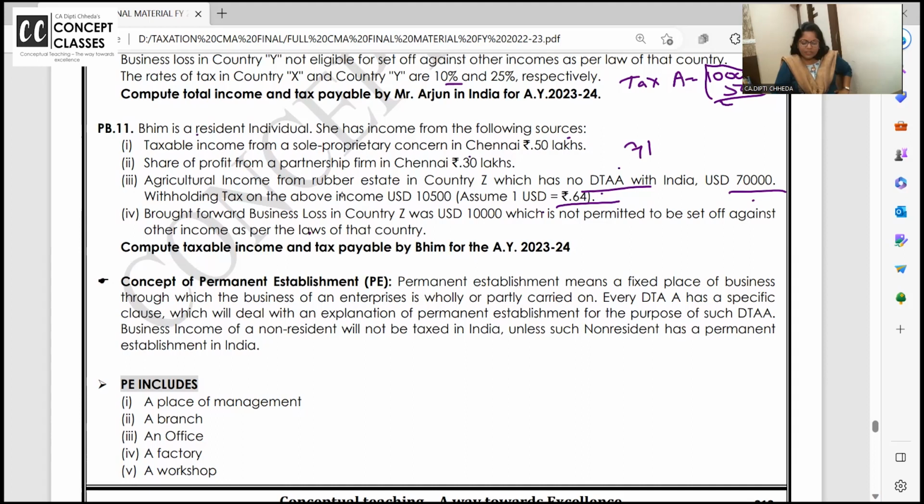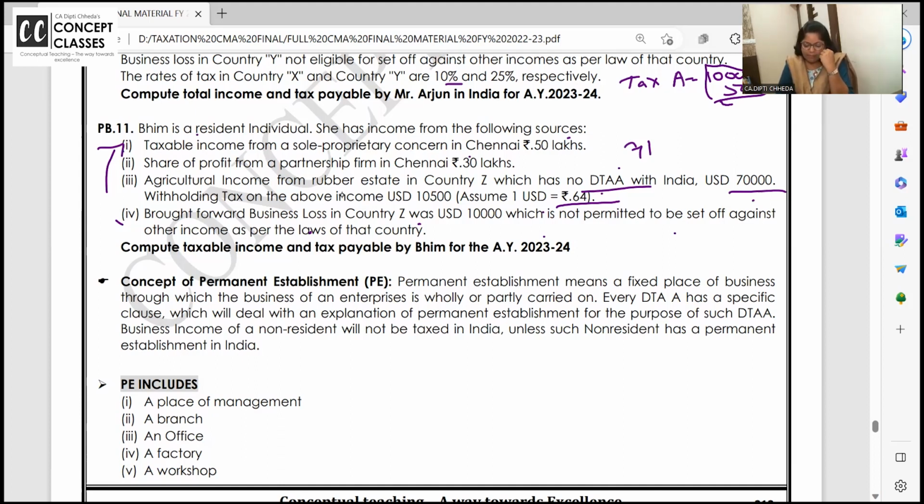Brought forward loss in country Z is given, which is not permitted to be set off there. But shall we set off with the business income in India? Answer is yes. Compute the taxable income and the tax thereon. Clear to all of you? So here we do problem number 11. Will you all do it on your own now in class?